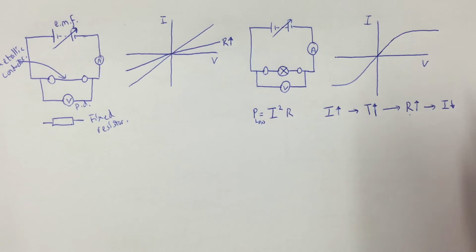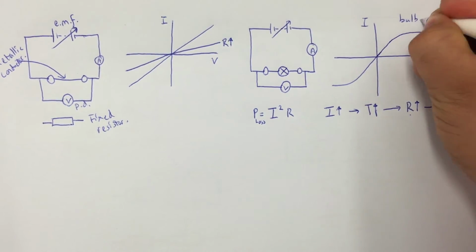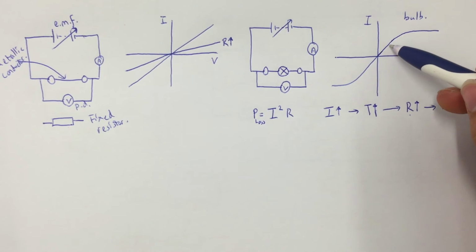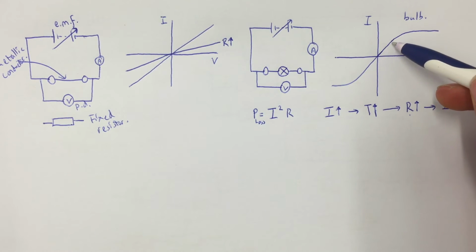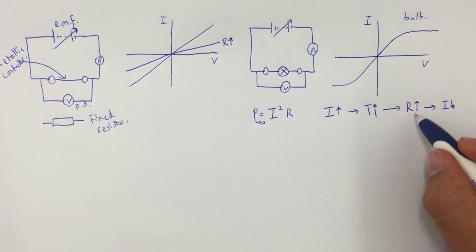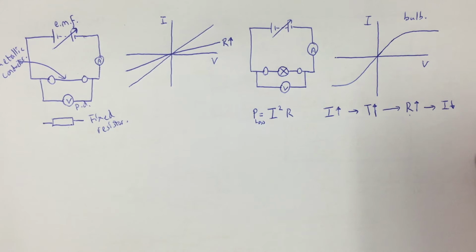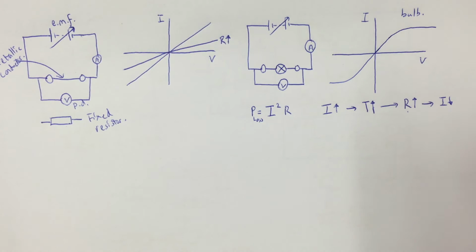Now, this is the IV characteristic for a bulb. And the key to explaining this is that as the current increases, temperature increases, and therefore the resistance increases, and so the gradient gets less steep. That would have the consequent effect of then reducing the current at a later point, or at least the change in the current.